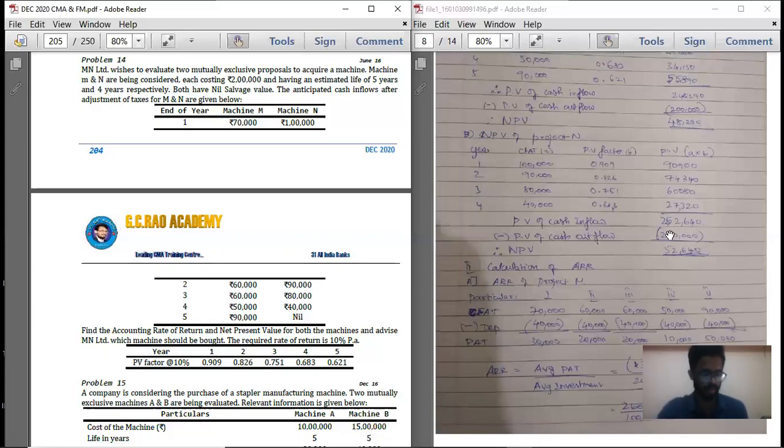Comment, we will write it later. Now record, so this is the NPV. First we have calculated what is the NPV. They have asked us both NPV and ARR. We have finished NPV, so now calculate what is ARR. Below that, leave a line gap.